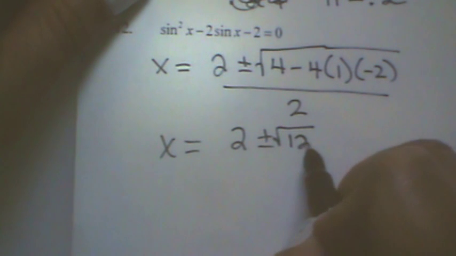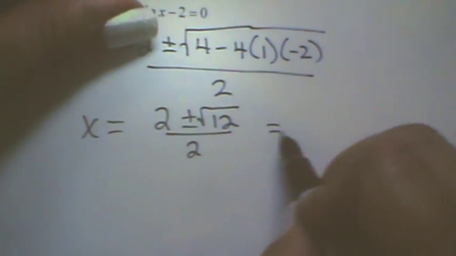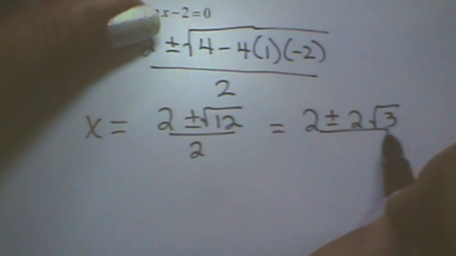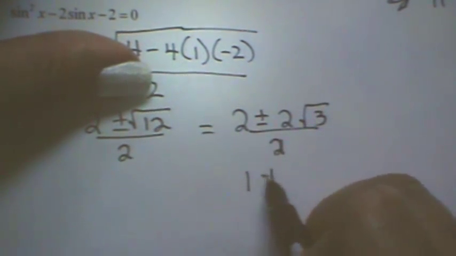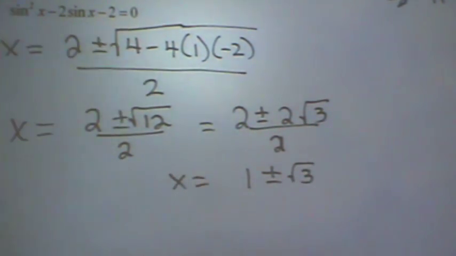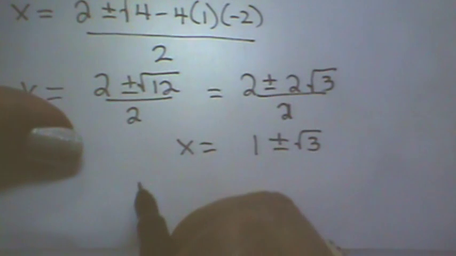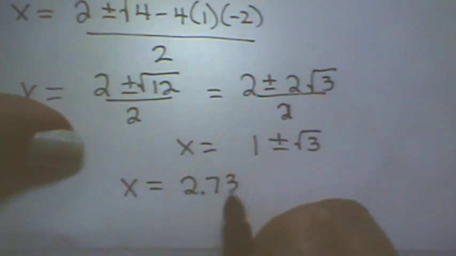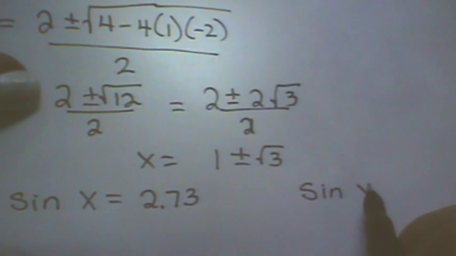Well, first let's simplify it. Can you simplify this? 2 plus or minus 2 root 3 over 2. And then if you had to simplify it more, what do you get? 1 plus or minus root 3. Those are your 2 x values. You have to turn them into decimals. What are the 2 decimal answers? 2.73. And it's a sine problem. And what other one? Negative 0.7.